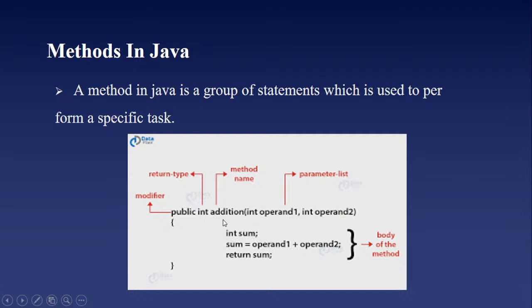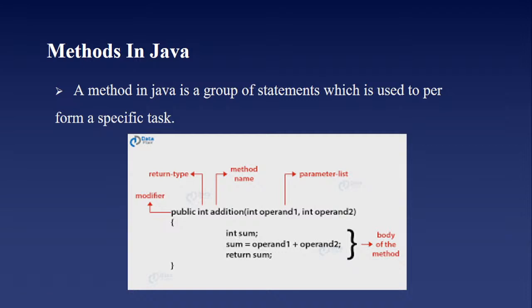So I am just creating a method called addition method. It is going to take in two parameters of integer data type. Firstly, this is my operand 1 and operand 2, and then I am initializing the sum variable, say for example, of integer data type.